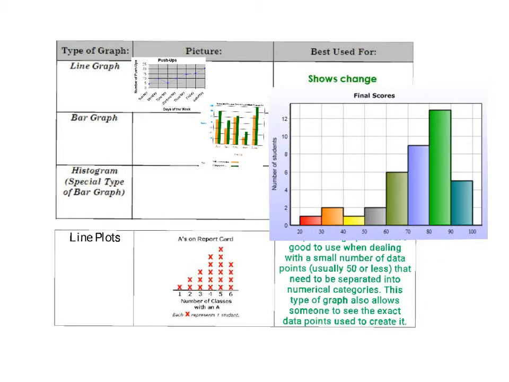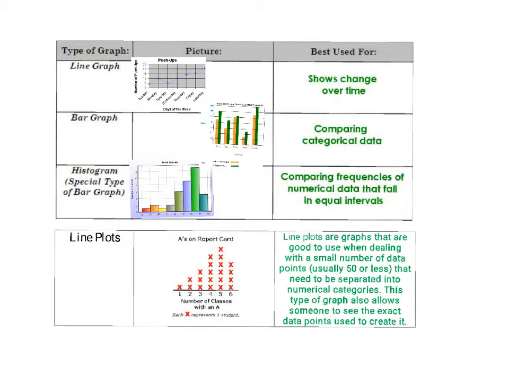That's a histogram. And then a line plot is when you have numerical data that you have a small amount of, so you want to be able to see every data point when you create it. They often have the X's or some picture above, and it has a key telling you what each picture represents.